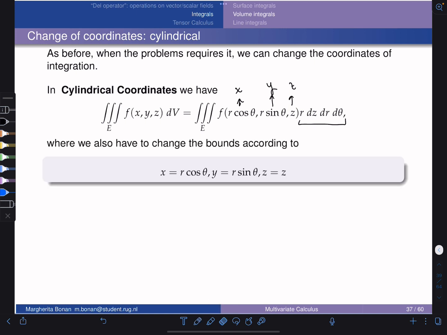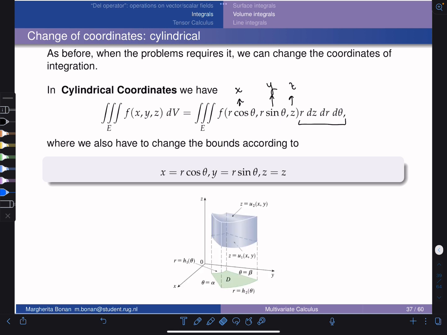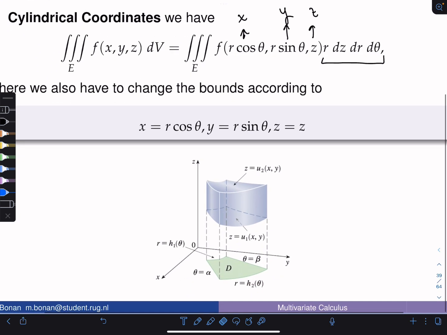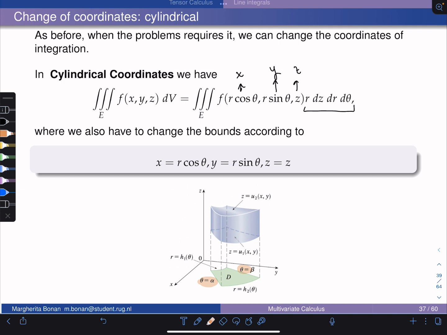We can summarize what I said in this way, and we can visualize our cylindrical surface in this way, where the angle theta is the one reported here, and r is simply the radius.